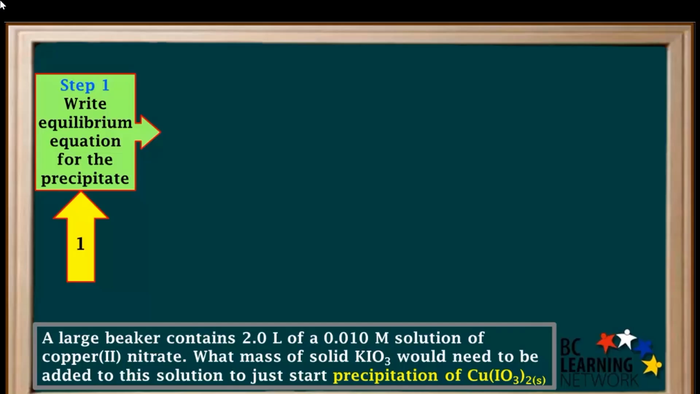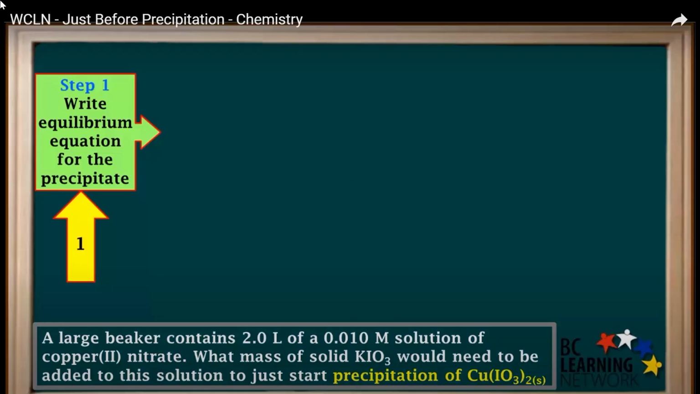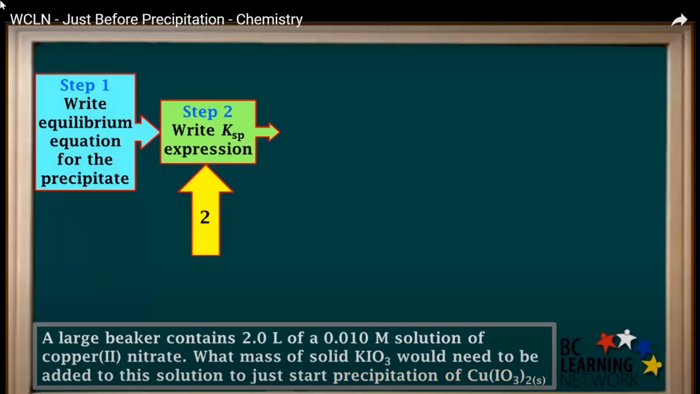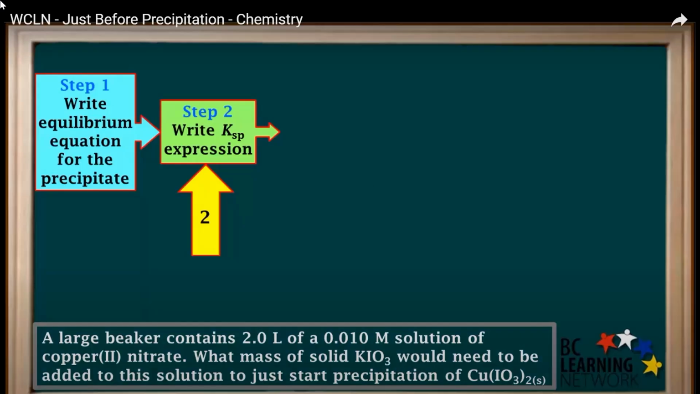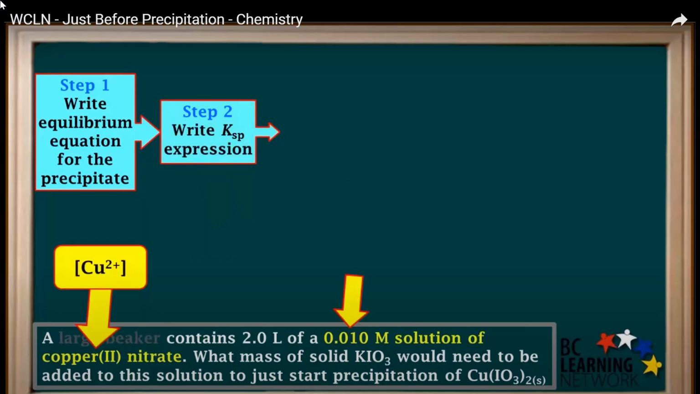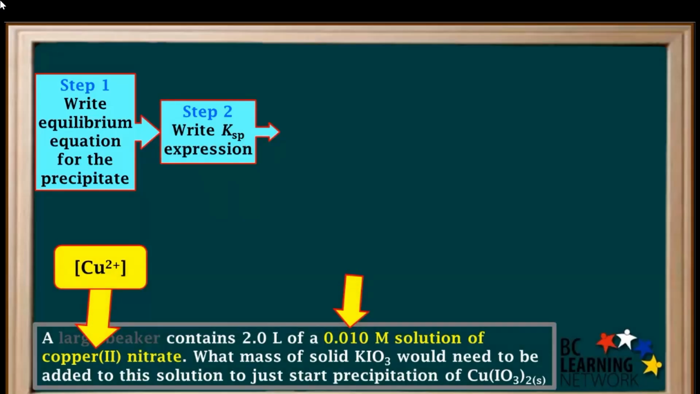Step 1 is to write the solubility equilibrium equation for the precipitate. And that's our step 1 all the time, isn't it? Write the solubility equilibrium equation. In step 2, we use the equilibrium equation to write the Ksp expression. And again, that is always our step 2. We can easily determine the concentration of Cu2+ from the given concentration of copper-2 nitrate.